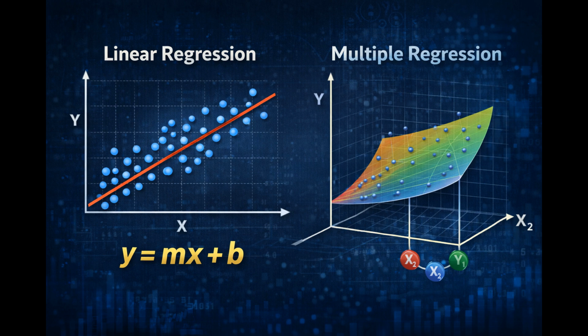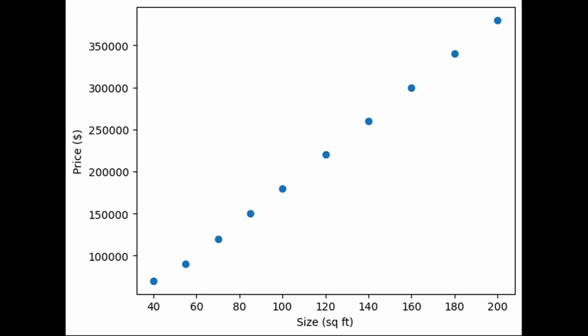The most common type of regression is linear regression, where the relationship is modeled as a straight line. There's also multiple regression, which uses more than one independent variable to make predictions. Here's a simple visual. Imagine a scatter plot with dots representing data points. Linear regression finds the line that best fits these points, so we can make predictions based on the pattern.